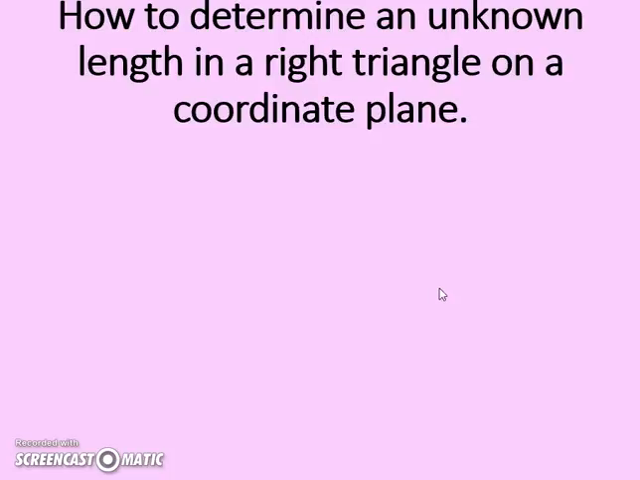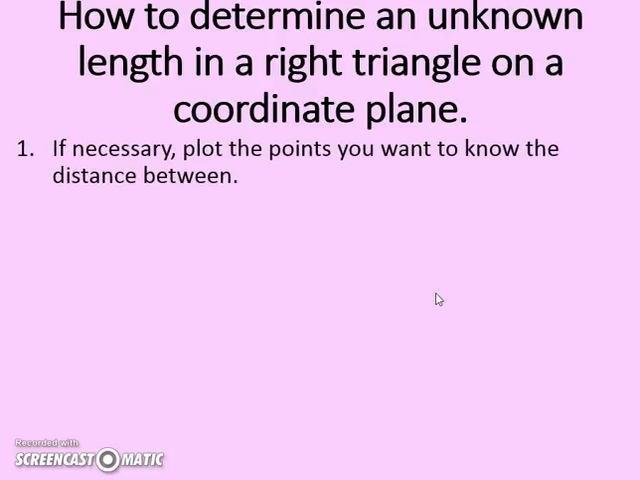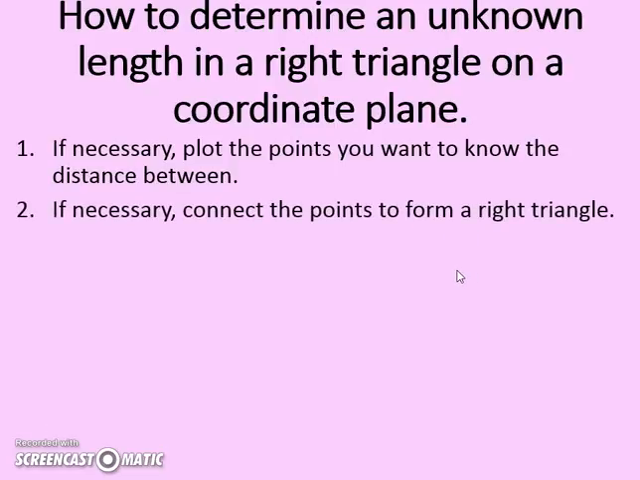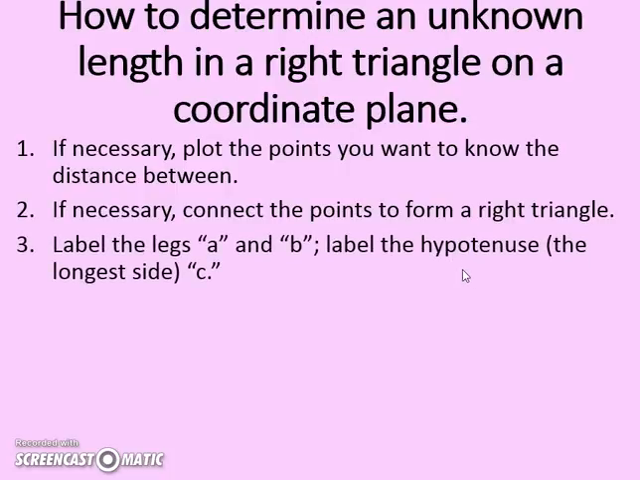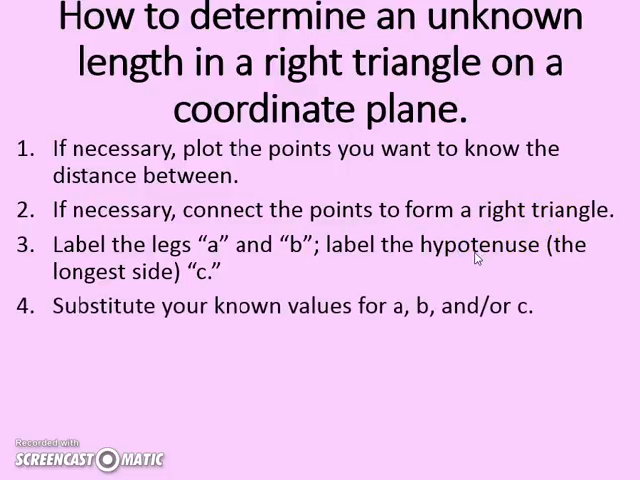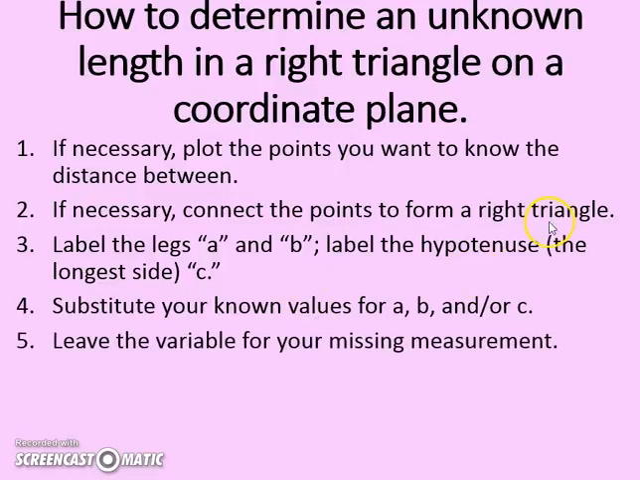So here's how to determine an unknown in a right triangle on a coordinate plane. First, if necessary, plot the points you want to know the distance between. Second, if necessary, connect the points to form a right triangle. Afterwards, label the legs A and B, and label the hypotenuse, which is the longest side, C. Substitute your values for A, B, and/or C depending on what you're given. Leave the variable for your missing measurement.